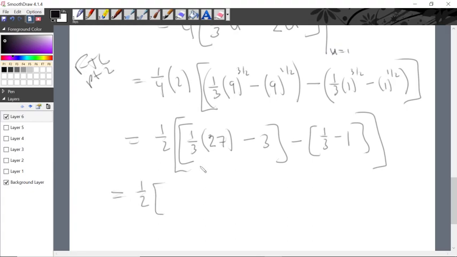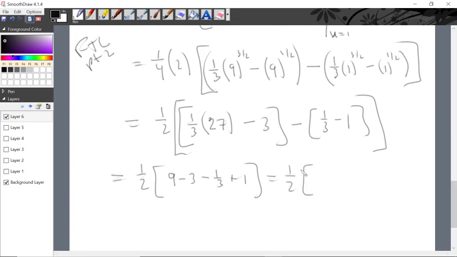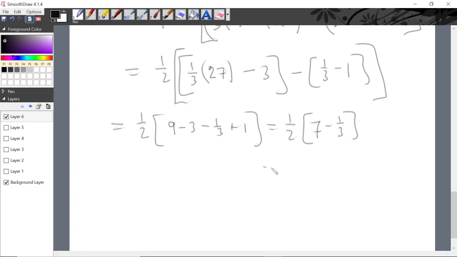Now 1/2 times, let's see, this is 9 minus 3 minus 1/3 plus 1. So just evaluate this and we have our definite integral. So 9 and 1 is 10, 10 minus 3 is 7. Okay, so we have 7 minus 1/3. So it's 21/3 minus 1/3, which is 20 over 3, so 1 over 2 times 20 over 3 equals 10/3.